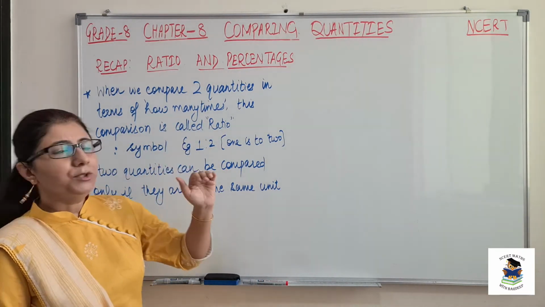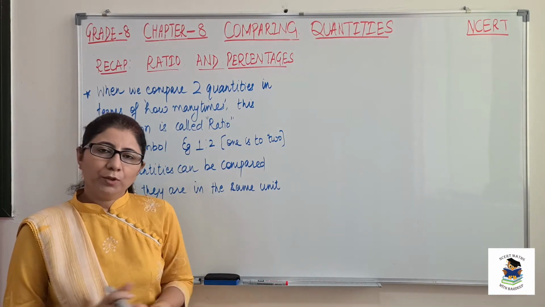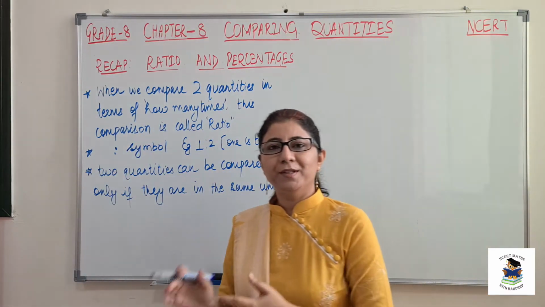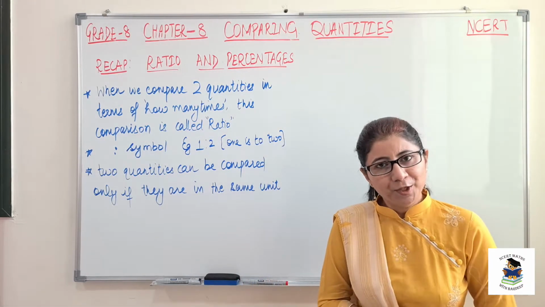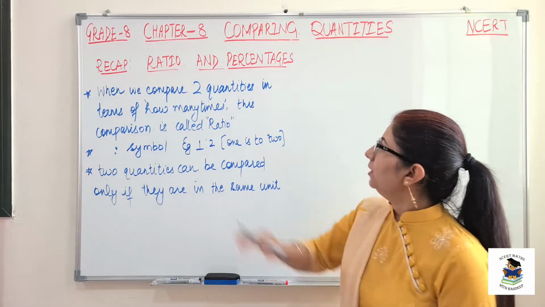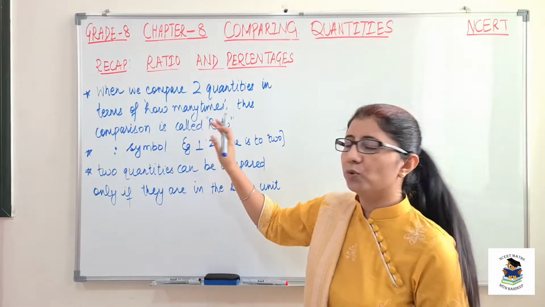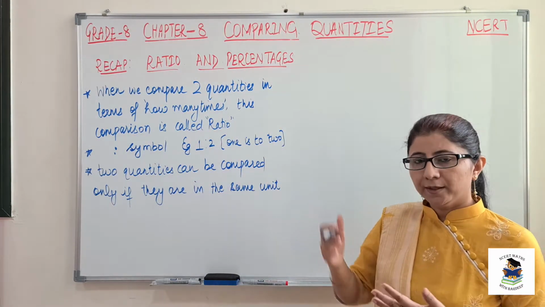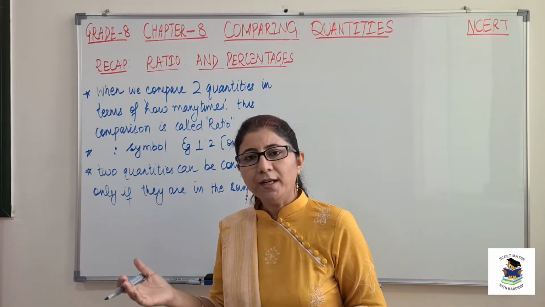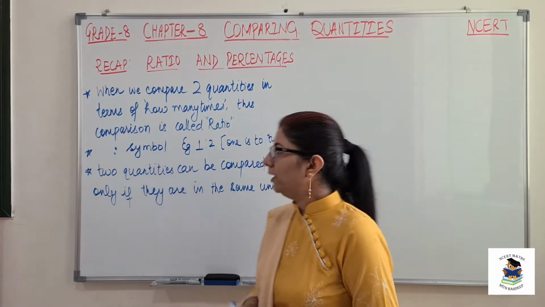Before going into detail how to use these methods to compare two or more different quantities, first of all let's have a quick recap of ratio and percentages that you have already done in your previous grade. What is ratio? When we compare two quantities in terms of how many times, this comparison is called ratio. That means we are comparing two different quantities and we will see how many times one item is differing with the second item. That type of comparison is called ratio.